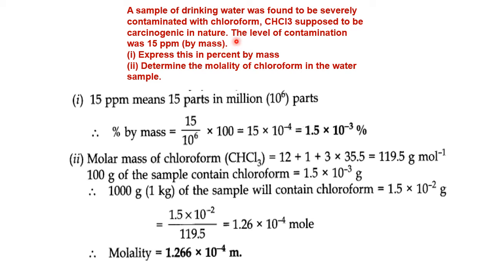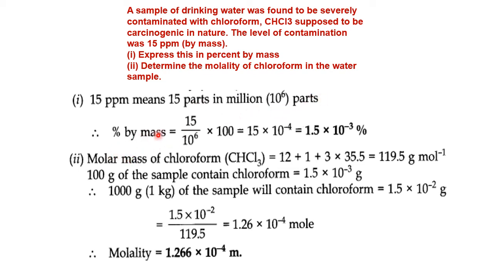That is a separate issue. Now what is the question here? The level of contamination was 15 ppm by mass, parts per million. The question is to express this in percent by mass. Second, determine the molality of chloroform in the water sample. Now 15 ppm means what? 15 parts per million, that is 15 parts in 10 to the power of 6 parts.